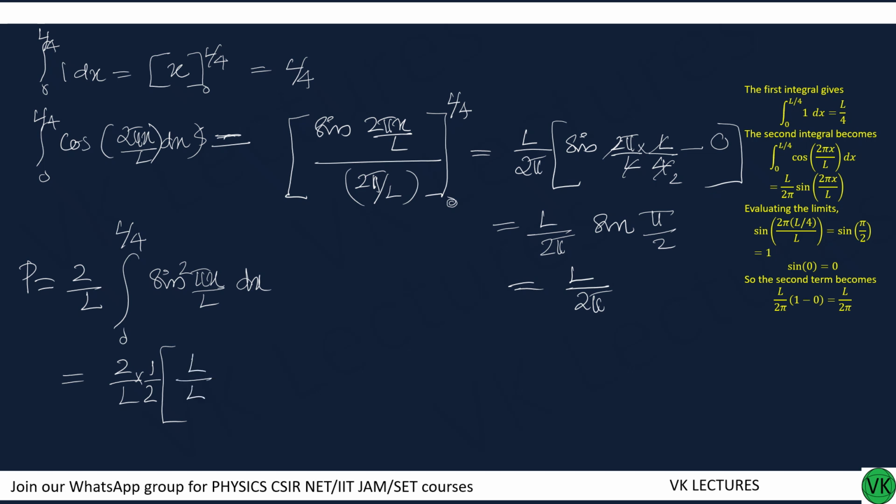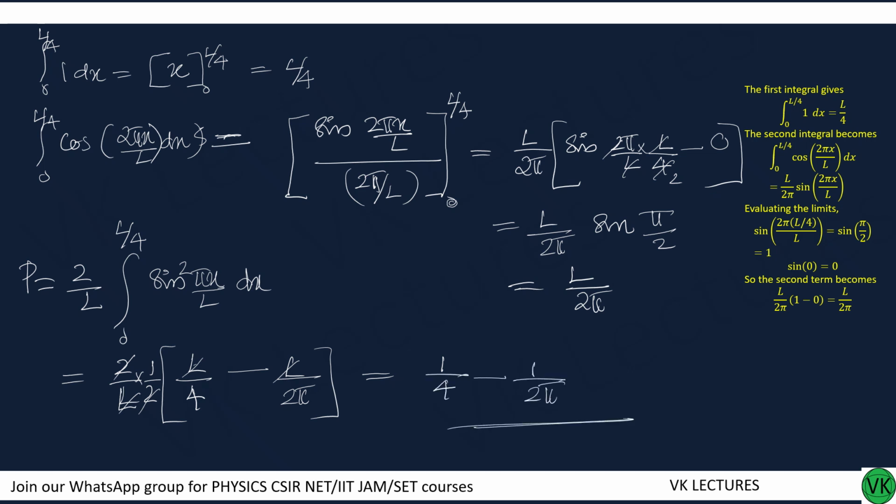L by 4 minus this term, L by 2 pi. Okay, so this 2 and 2 get cancelled, and L is also in the denominator, and here 2 numerators L are there, so L gets cancelled. So what will be the remaining term? 1 by 4 minus 1 by 2 pi.